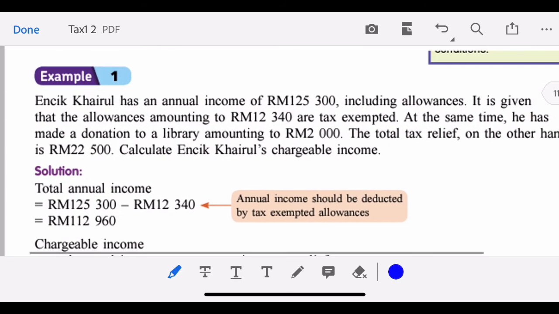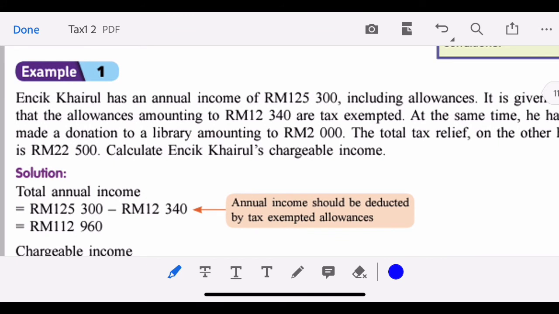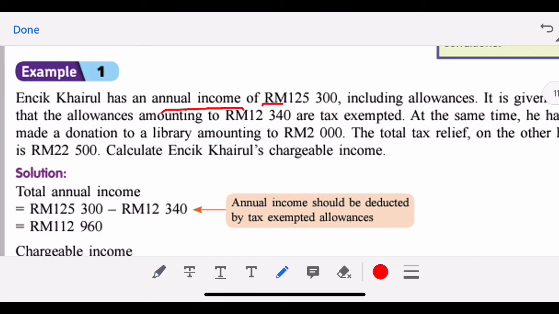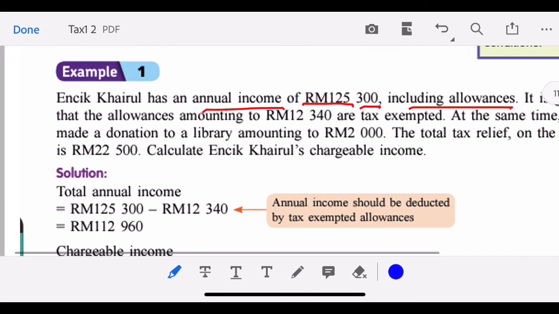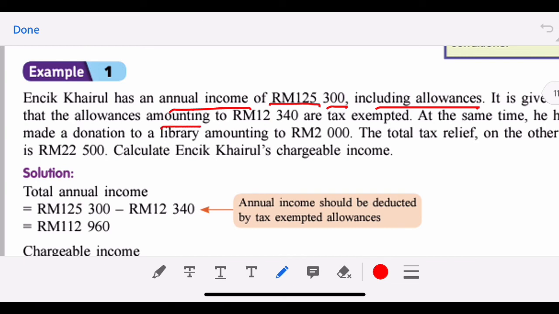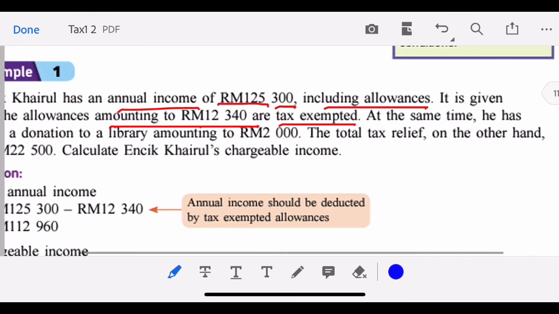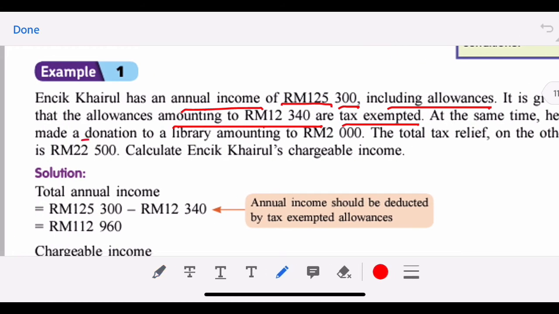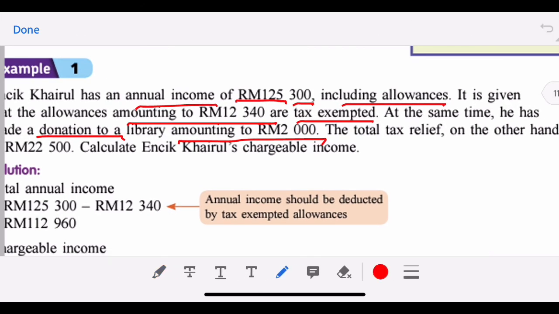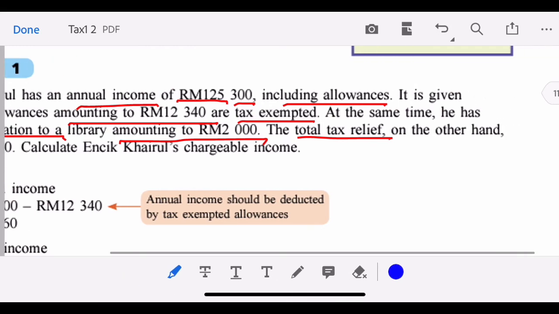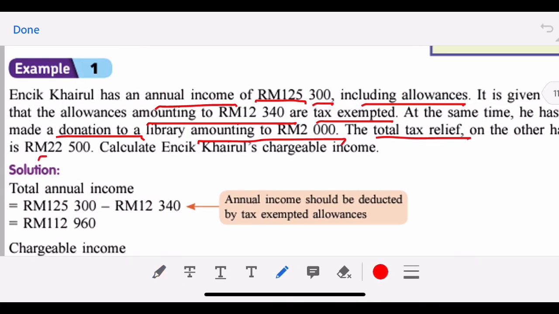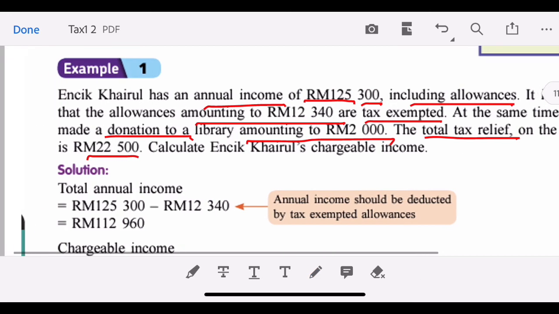So let's discuss one example. Encik Khairul has annual income of 125,300, including allowance. It is given that the allowance amounting to 12,340 is tax exempted. At the same time, he has made a donation to the library amounting to 2,000 ringgit Malaysia. The total tax relief, on the other hand, is 22,500. So calculate Encik Khairul's chargeable income.